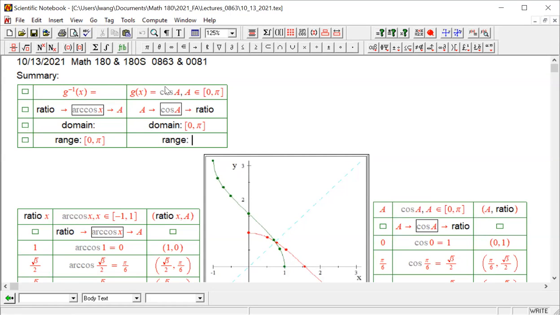What's the range for cosine here? Can someone say something? What's the range for G? We just did the boxes and stuff. The range for cosine is [-1, 1], and that's also the domain, right? For -1, G of -x. And its inverse will have the same thing.